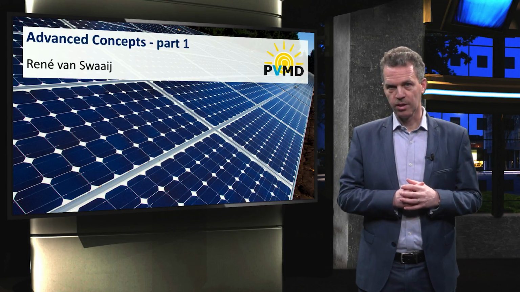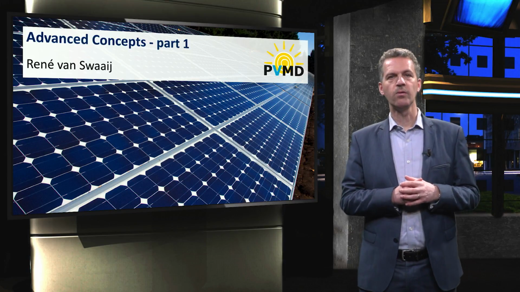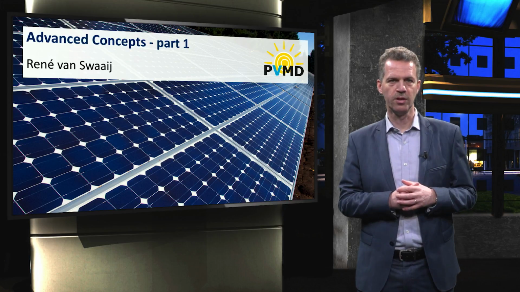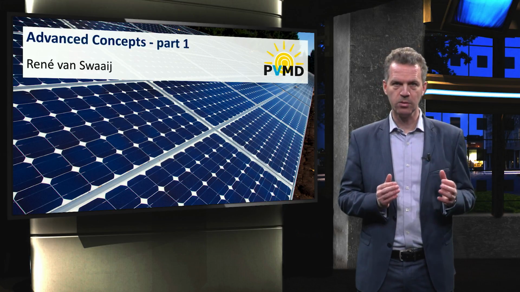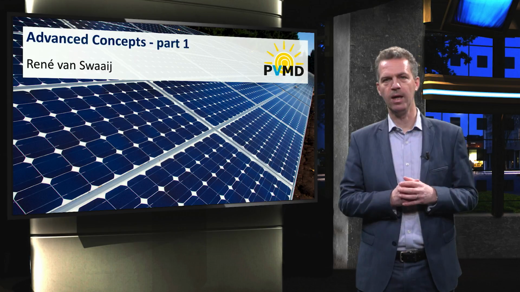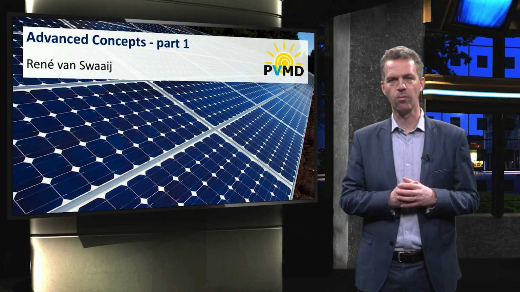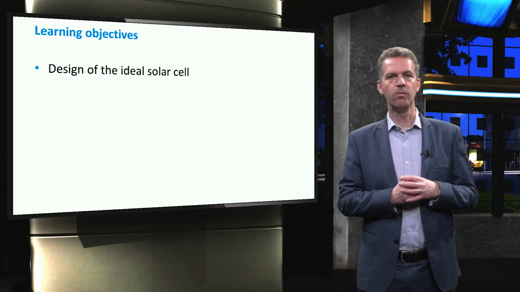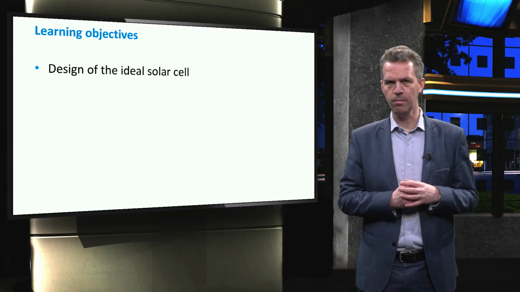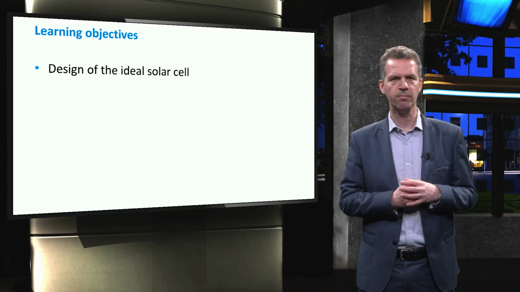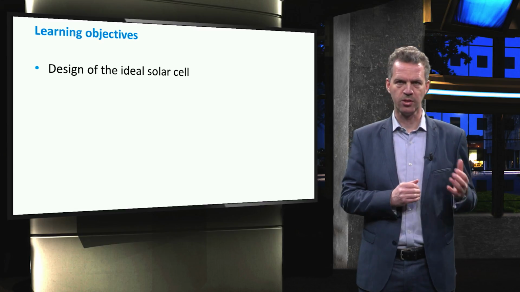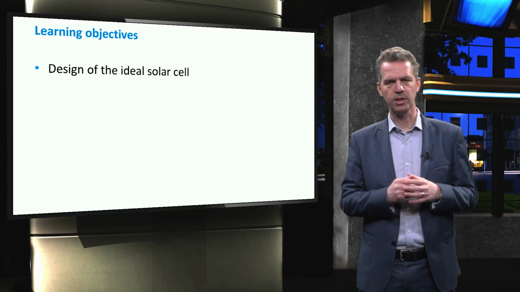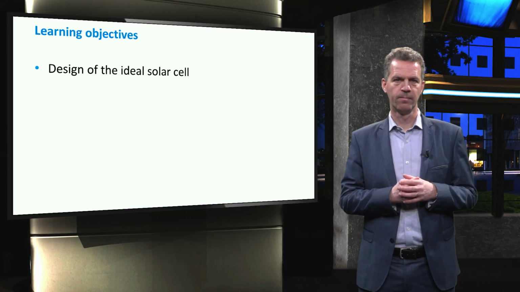Now that we have discussed the most important design considerations for a crystalline silicon solar cell, we will look at how industry and research institutes have implemented these features to produce record efficiency solar cells. In this video, we will show the ideal solar cell design based on the features mentioned in previous videos, such as surface texturing, passivation and localized doping.